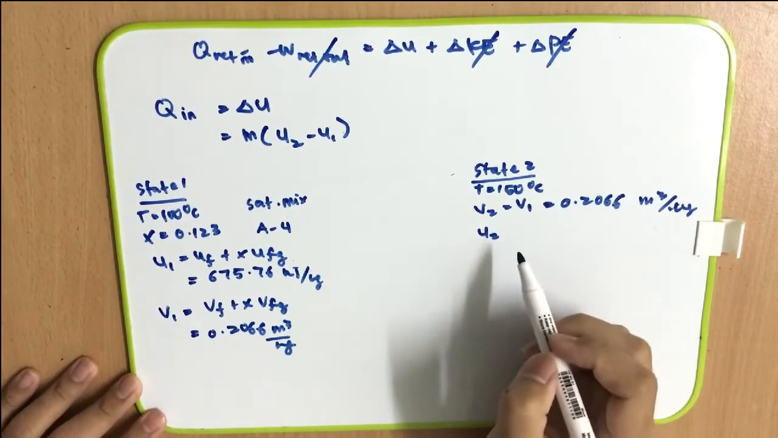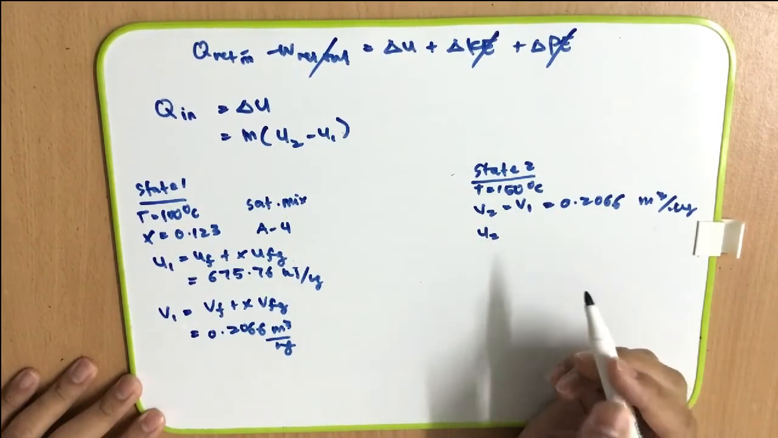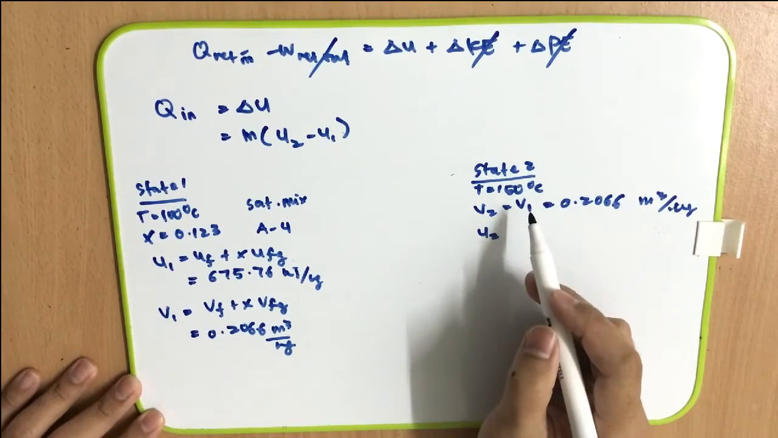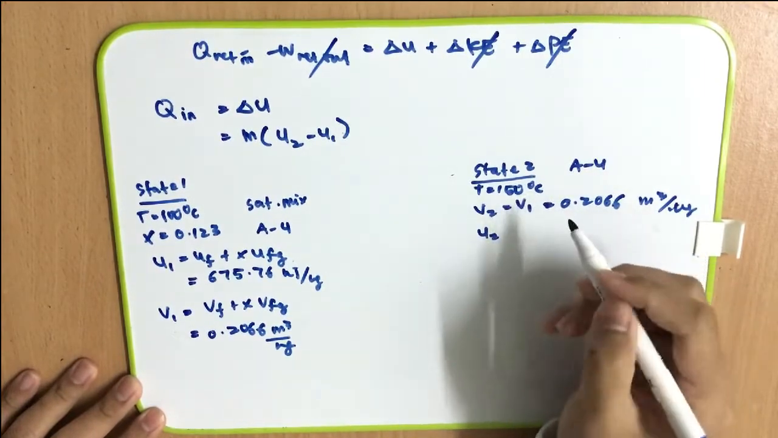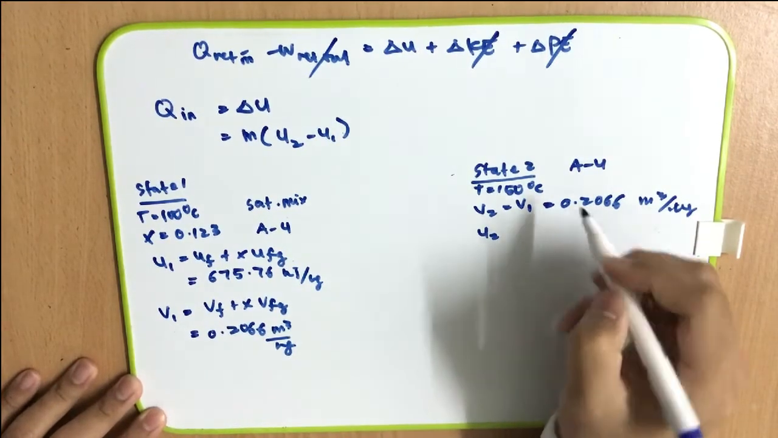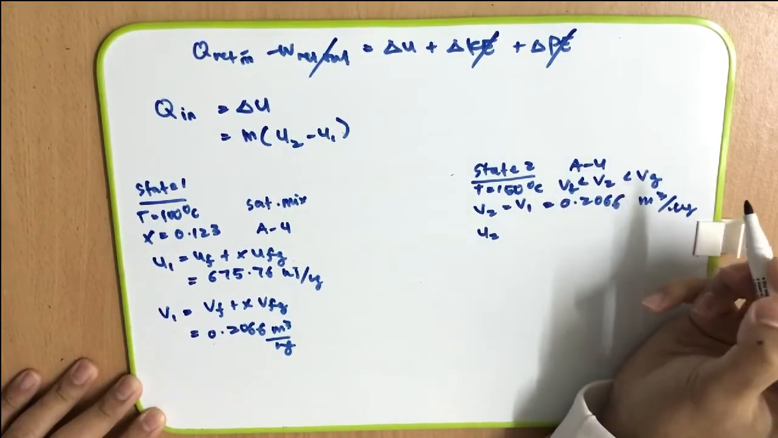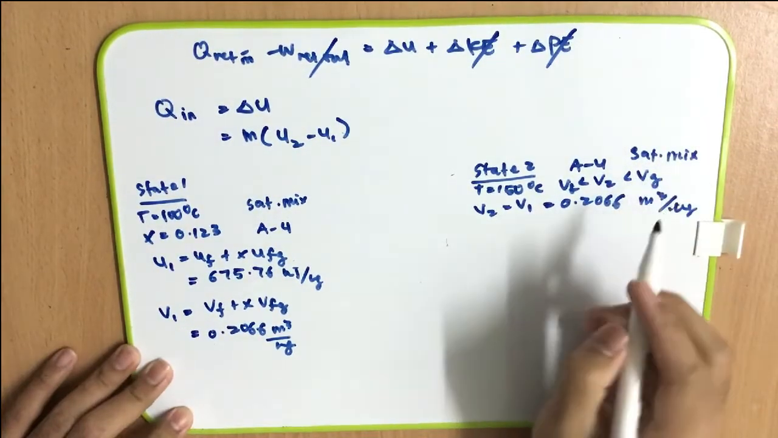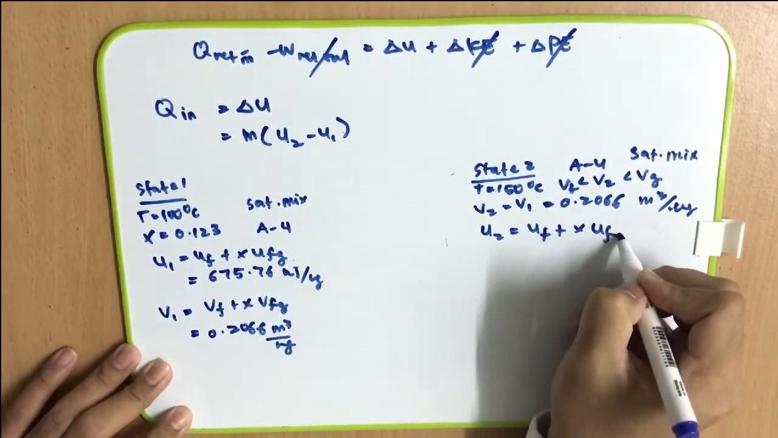Before we can proceed to find U2, first we need to find what is the phase for state 2. By using v and also temperature, we can find the phase for state 2. By referring at table A4, we check at temperature 150 degrees C, and we look whether this v is between vf and vg or not. After we have found that this V2 is between vf and also vg, that is why the phase for state 2 is a saturated mixture. We can find U2 is equal to Uf plus x Ufg.